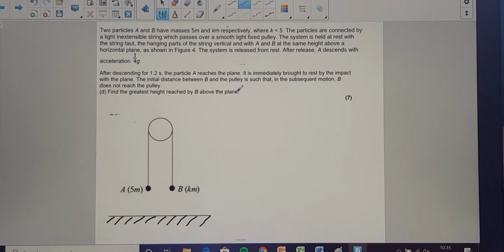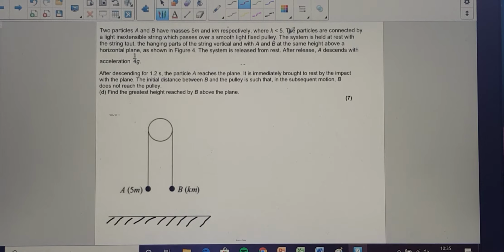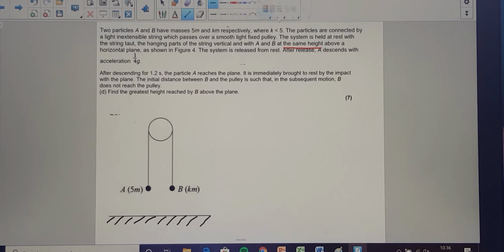Now, this question would not be possible were it not for something that was said in the text earlier. So the particles are connected by a light and inextensible string which passes over a fixed pulley. The system is held at rest with the string taut. The hanging parts of the string vertical, this bit here, the same height above a horizontal plane. So this height here, let's use our nice arrow. I know that this height here is exactly the same as this height here.